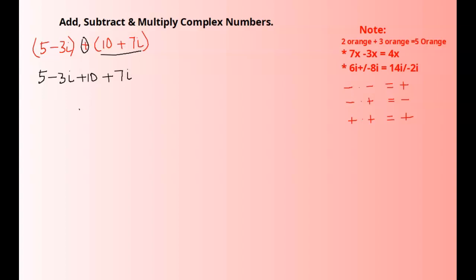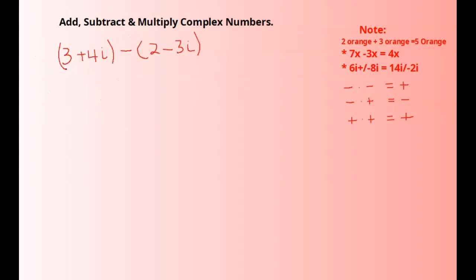Now we have to combine like terms. So this and this come together. Look at the front, it's positive, so they become 15. Look at this and this. Here in front of the 3 is negative, and here is positive. The positive is bigger. So 7 minus 3 is 4, so it's plus 4i, and we are done.